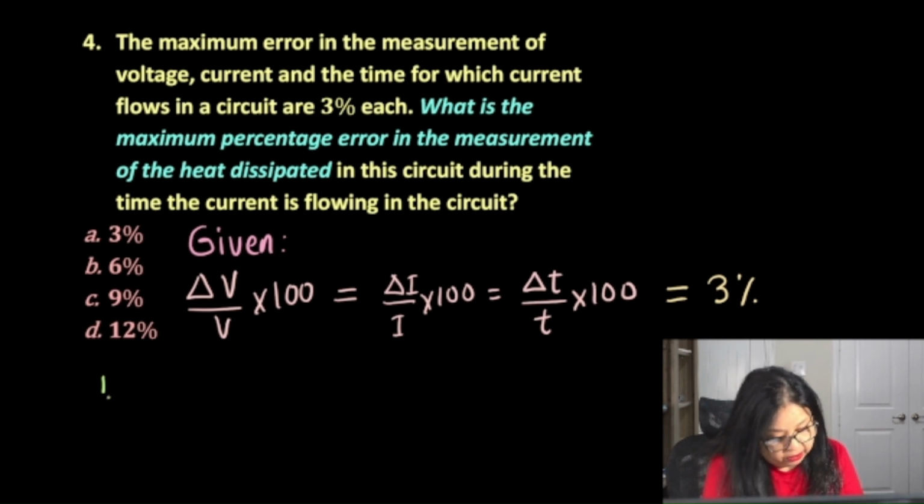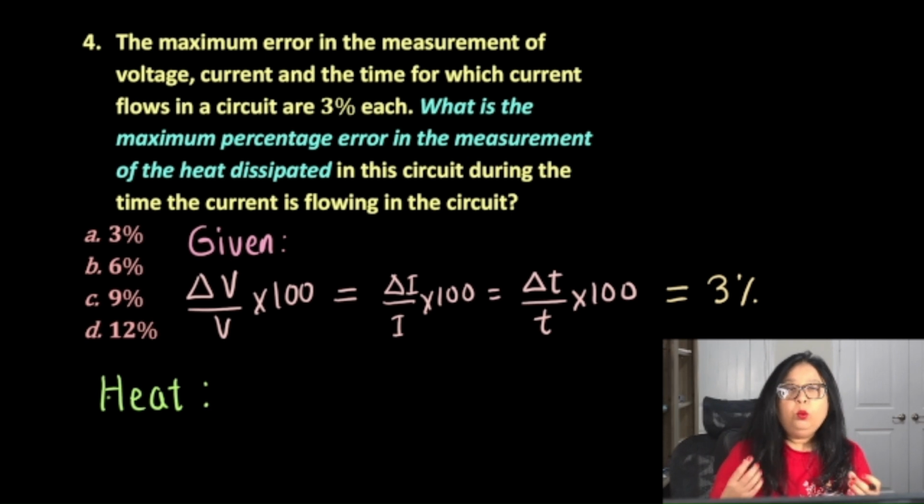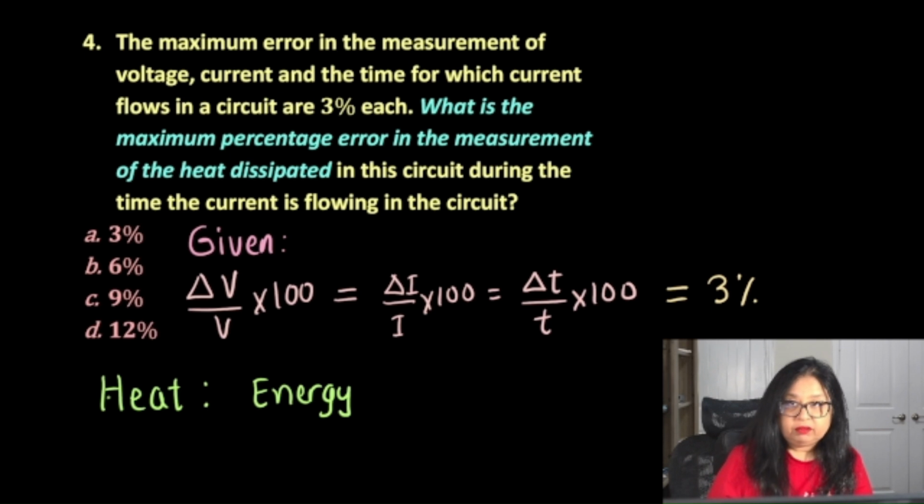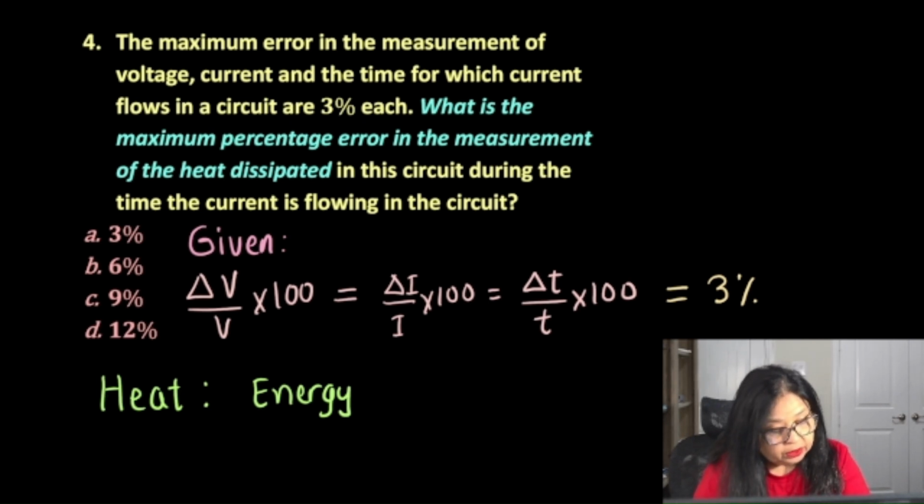So let's talk about heat for a second here. What is heat? What kind of physical quantity it is? What kind of parameter it is? It is energy. I'm sure you already knew this. Heat is a kind of energy. Just like there's kinetic energy, there's potential energy, there's nuclear energy, there's another kind of energy called the heat energy.